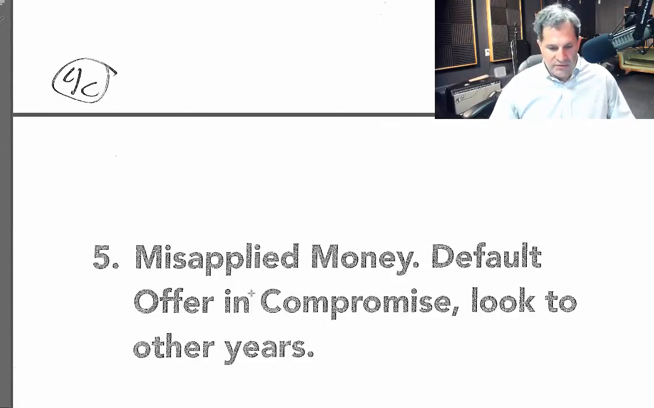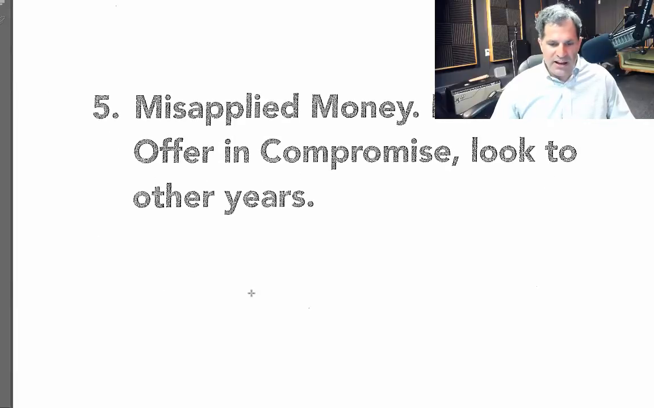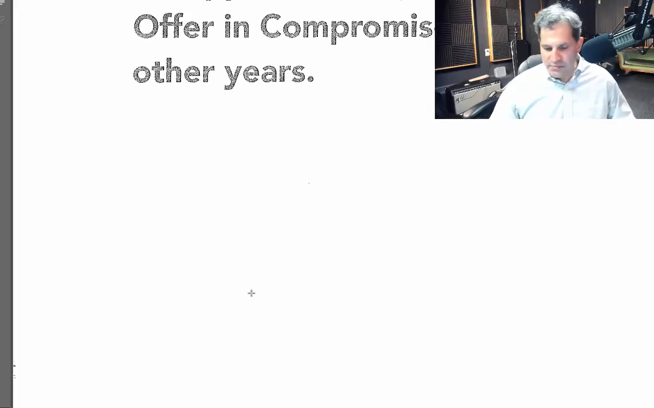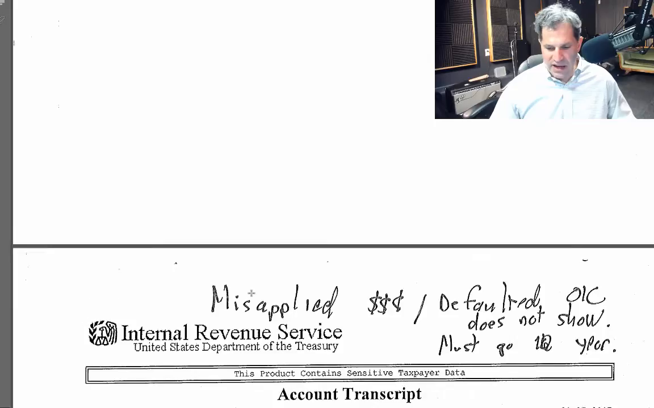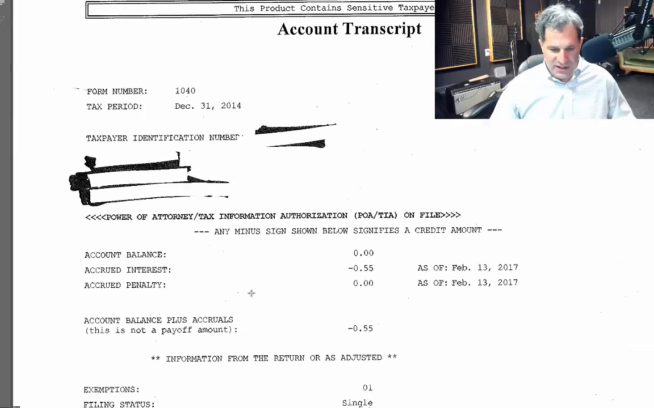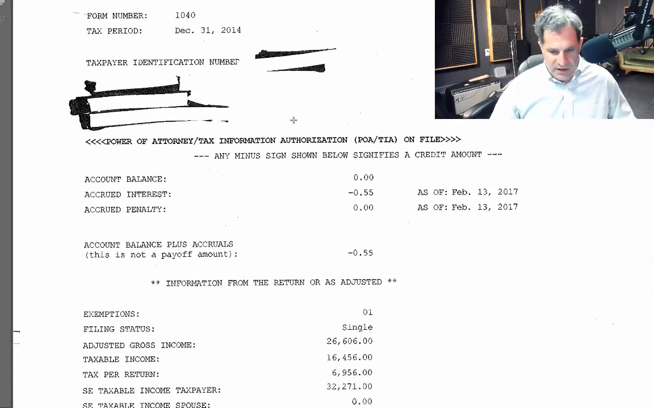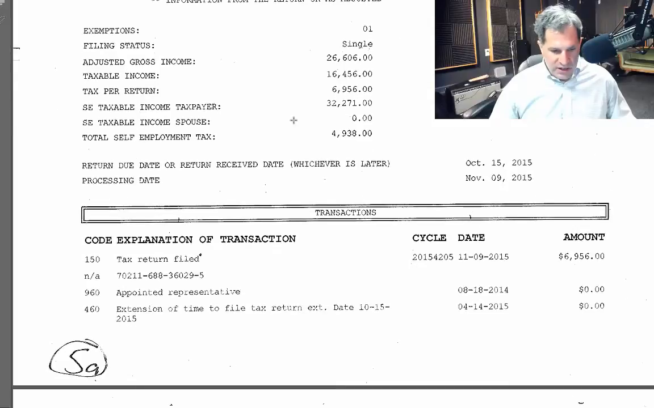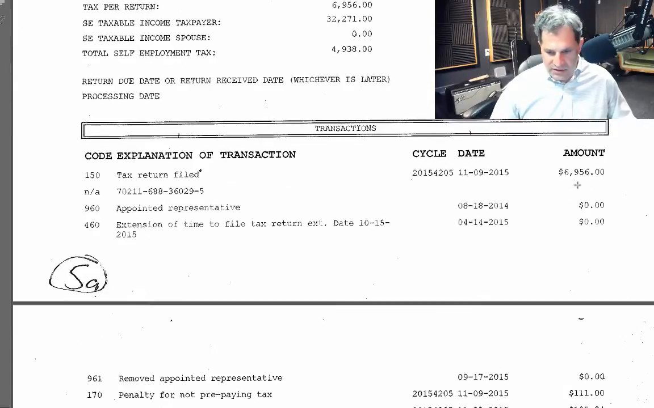All right, what are we getting to next? Misapplied money, and I want to show you an example of something that's not going to show up. So this is just pretty basic here. This is not as complicated as interest. So here we go. This is a 2014 1040, right? We're looking for a number here, 2014. And just some money kicking around. Tax return filed, right there.